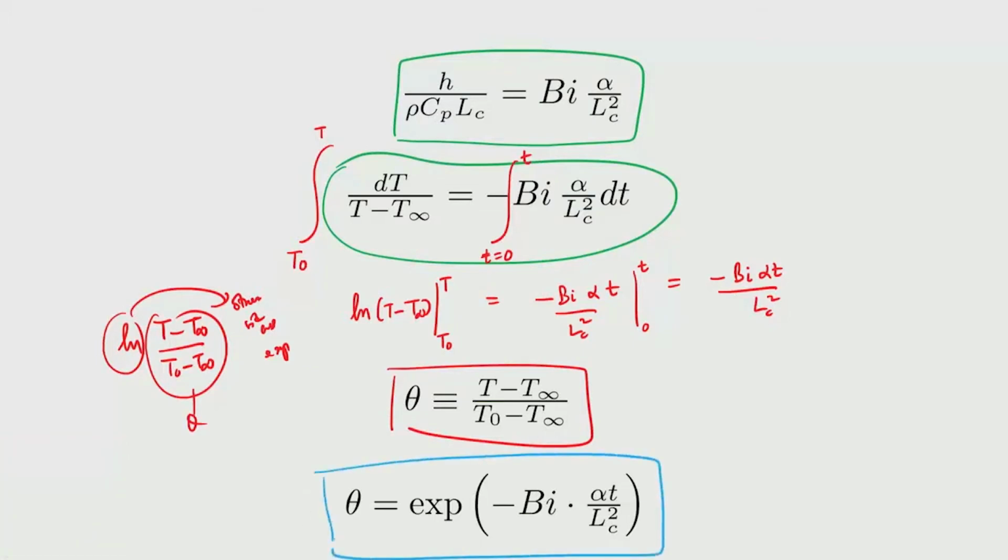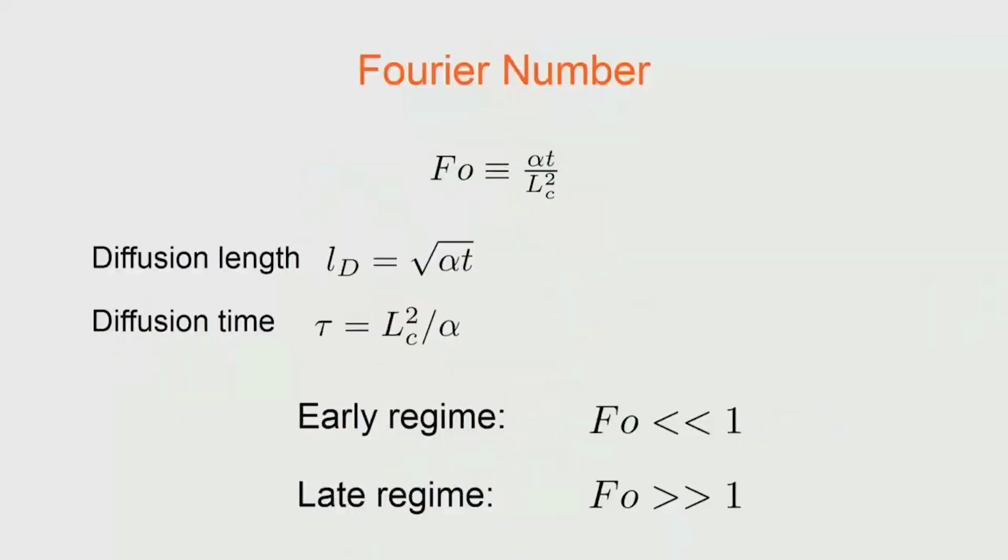Which means our solution is now looking quite nice. It looks like this. Okay, theta on the left hand side is equal to exponential of minus Bi into alpha t by Lc square. Now, you could also see from here that alpha has the units of meter square second inverse, t has the units of seconds, Lc square has the units of meter square. So, this is non-dimensional, which means that this quantity could also be a number. So, we need to find a name for that, and that is what we call a Fourier number. Okay, so, Fourier number is defined as alpha t by Lc square.